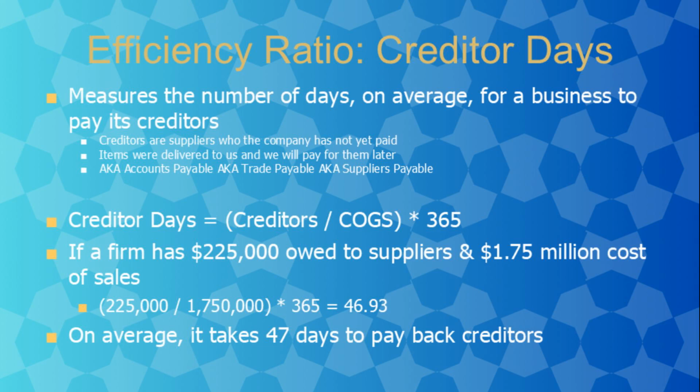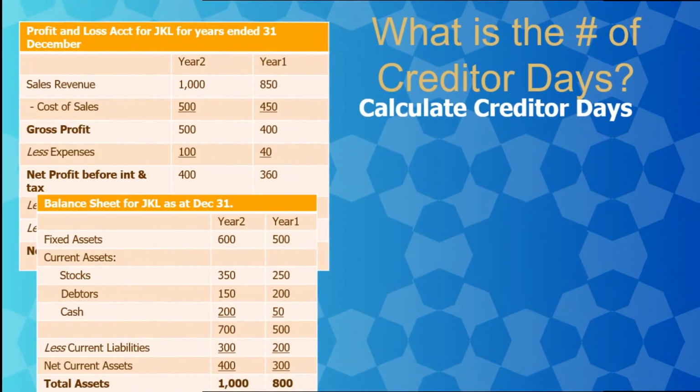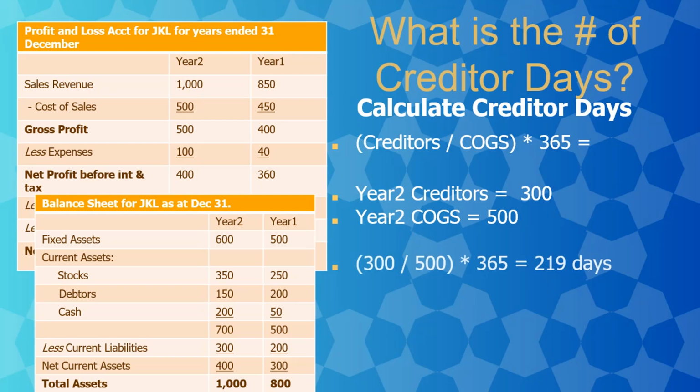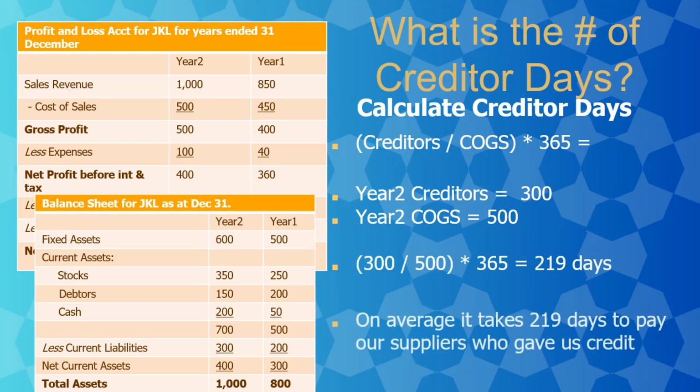Creditor days measure the average number of days a business takes to pay its creditors. This is calculated by dividing creditors by COGS and multiplying by 365. To calculate creditor days for JKL, divide creditors by COGS and multiply by 365. For example, with creditors of 300 and COGS of 500, it takes 219 days to pay suppliers.